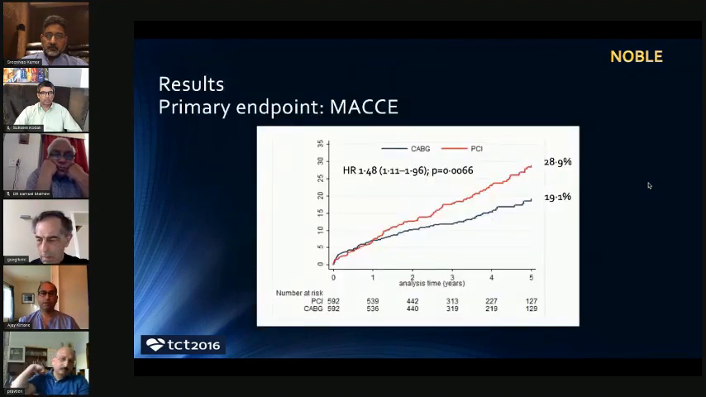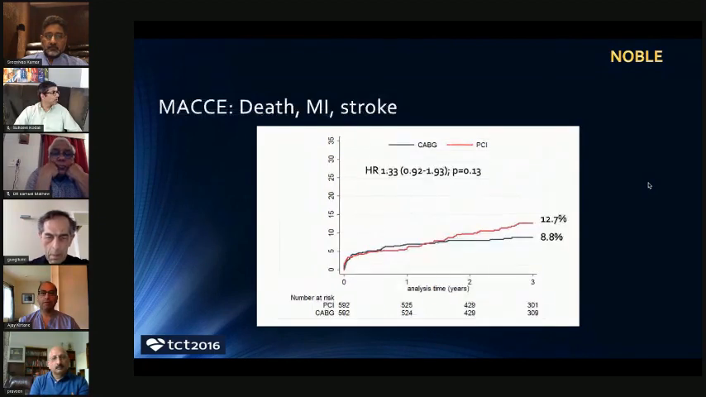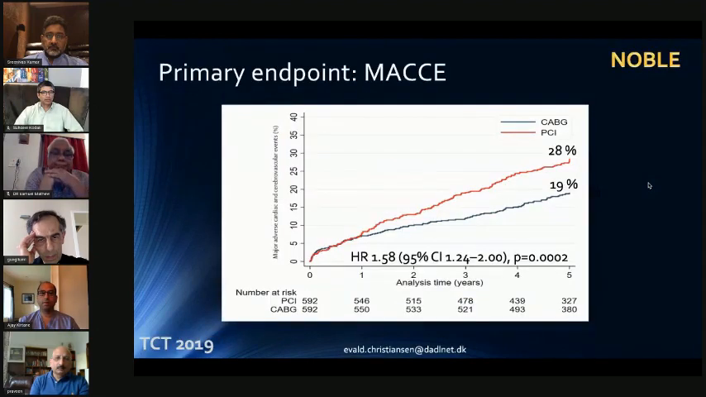This was presented at TCT earlier this year and published in the Lancet. And what one can appreciate is the composite endpoint of MACE was increased with PCI relative to CABG. Now, if you break this down into what are thought to be the harder endpoints of death, MI, or stroke, this also favored CABG, although not statistically significantly so. But just examining the curves at 3 years, you can appreciate that there's early evenness and then late separation, and this is going to be a common theme.